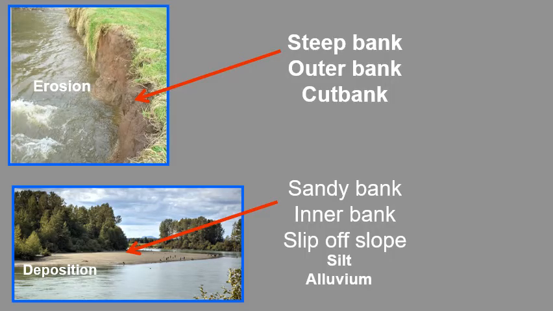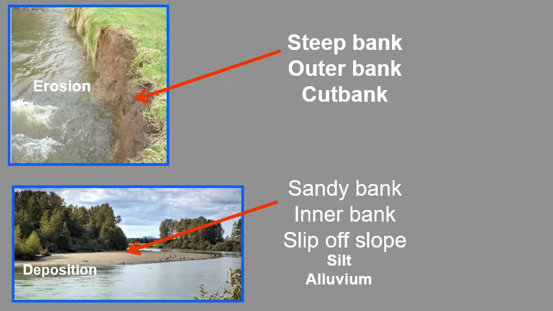Now these two photographs are fantastic to show you what I have just been explaining to you. Look at the photograph at the top. That is a photograph of an outer bank of a river. Now look how fast the river is flowing around that outer bank. You can see the turbulent white water. And because that river is flowing with so much energy, it erodes the outer bank, creating a steep bank.